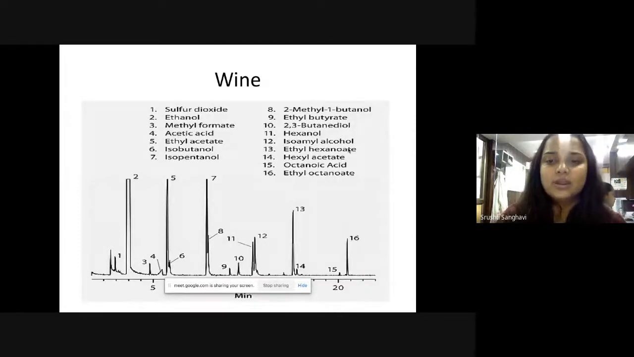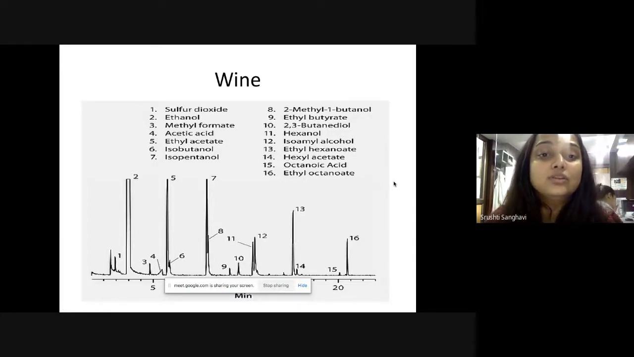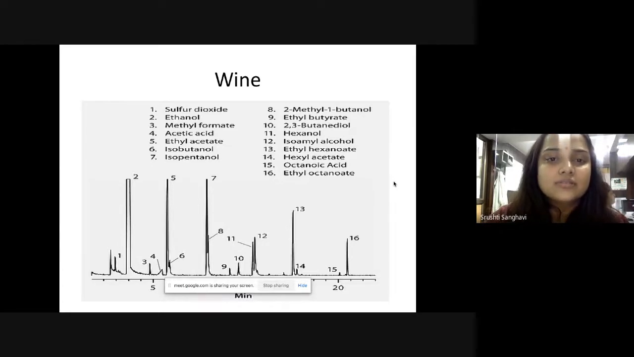Okay. In this chromatogram of a vine that was injected directly into the system, 2, which is ethanol, we see a very broad and wide peak. Okay, so uska area under the curve, I hope you understand what is area under the curve, uska area under the curve is greater as compared to first, which is sulfur dioxide. Okay, which means ki the quantity of ethanol present in your vine is a lot greater as compared to the quantity of sulfur dioxide or methyl formate or acetic acid.